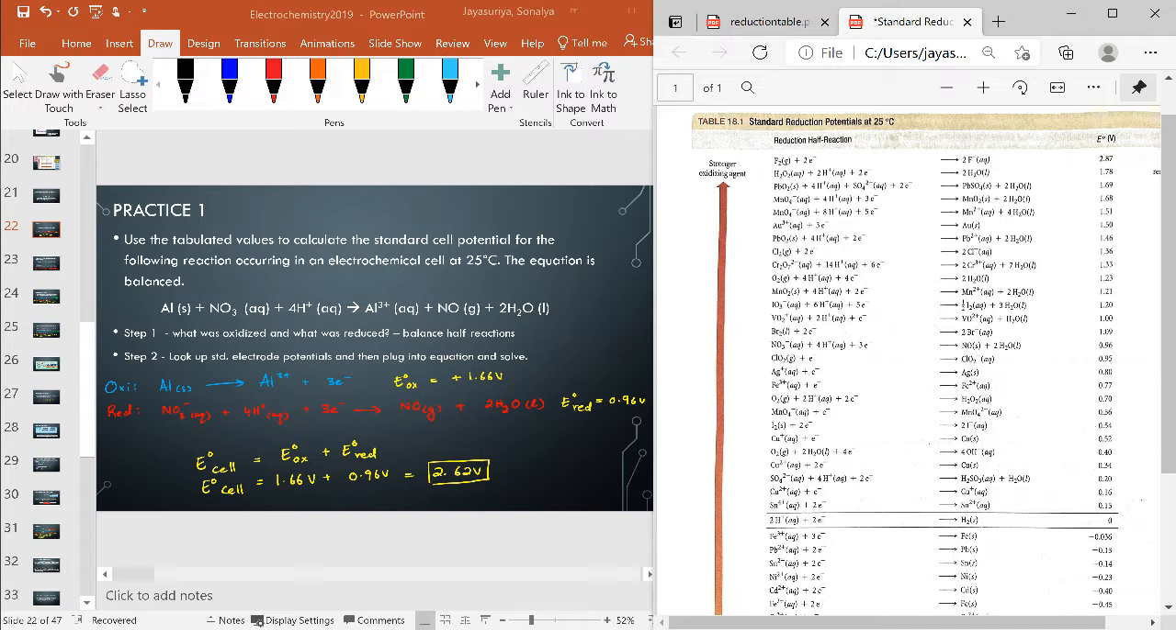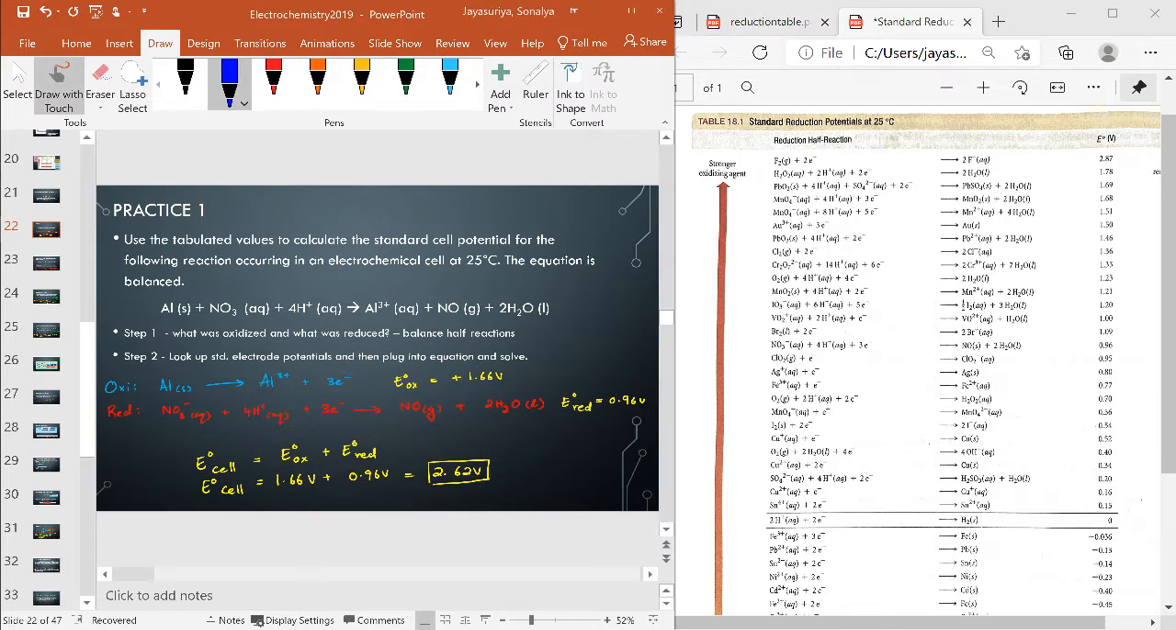So here's practice one. The work is already there, but let me walk you through the problem. So it says to use the tabulated values. The tabulated values are on the right, to calculate the standard cell potential for a reaction. So you know the way to calculate standard cell potential is just E cell is equal to the cell potential of the oxidation plus the cell potential of the reduction reaction, right?